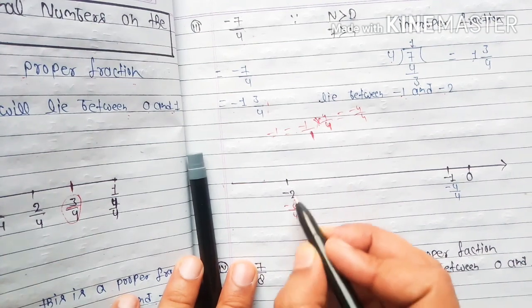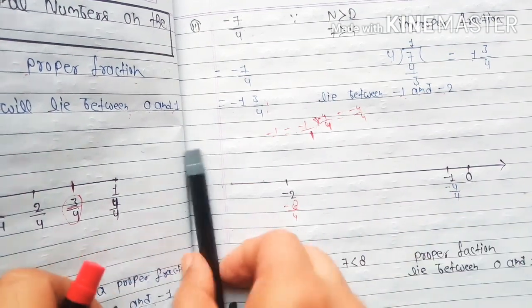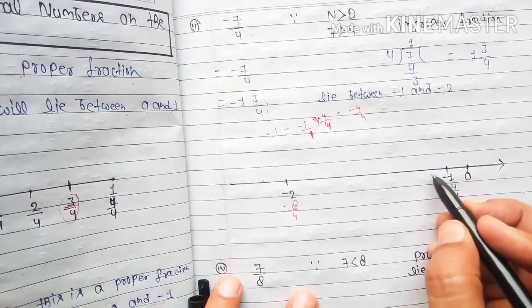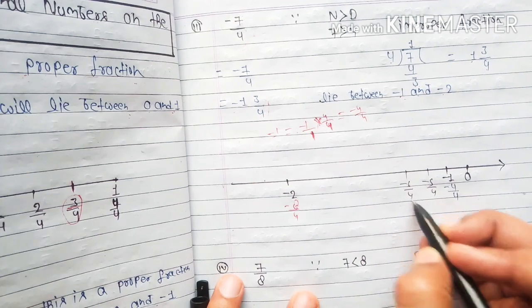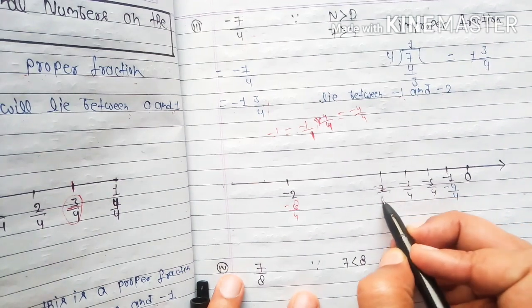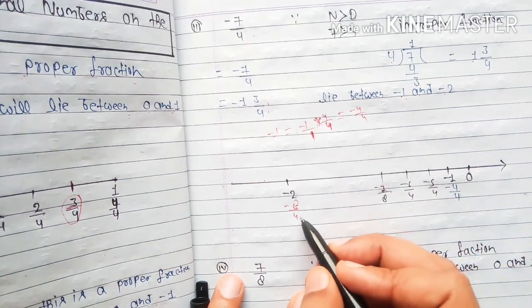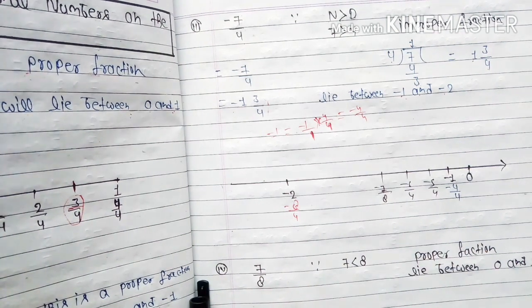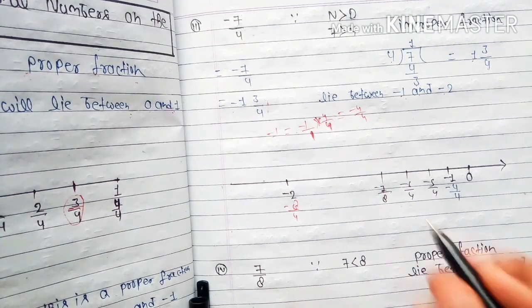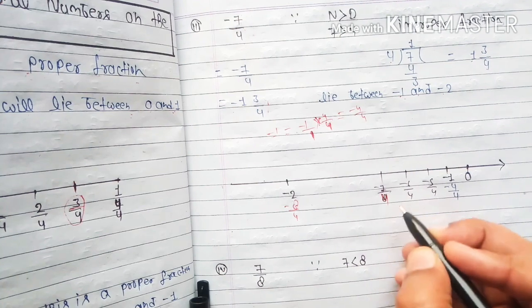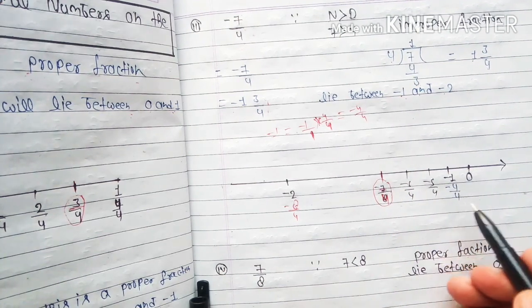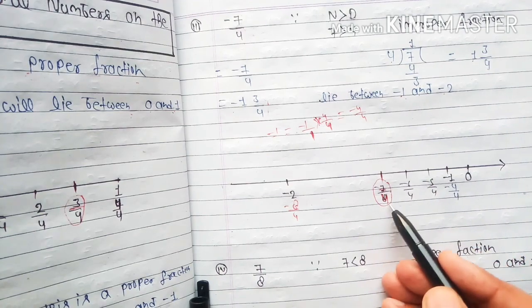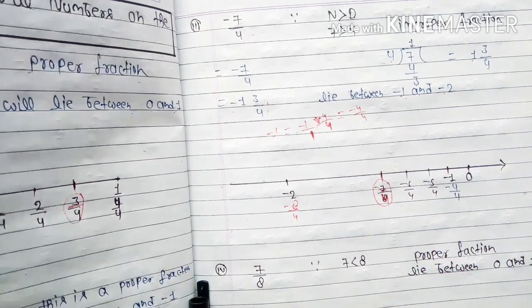Student, you can see 4 to 8. Now you can represent minus 4 by 4. This is minus 5 by 4. This is minus 6 by 4. This is minus 7 by 4. And this is minus 8 by 4. So this is the representation of minus 7 by 4: minus 4 by 4, minus 5 by 4, minus 6 by 4, minus 7 by 4 and minus 8 by 4. I hope it's clear, students.